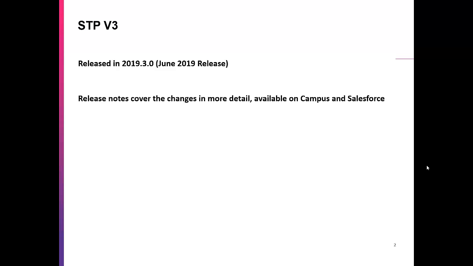So STP version 3 was released, or the changes from a Greentree perspective were released, in the 2019.3.0 release. That was in June 2019. What I'm about to go through is just a brief video summary of version 3. The release notes cover the changes in more detail. The release notes are available on campus and in Salesforce.